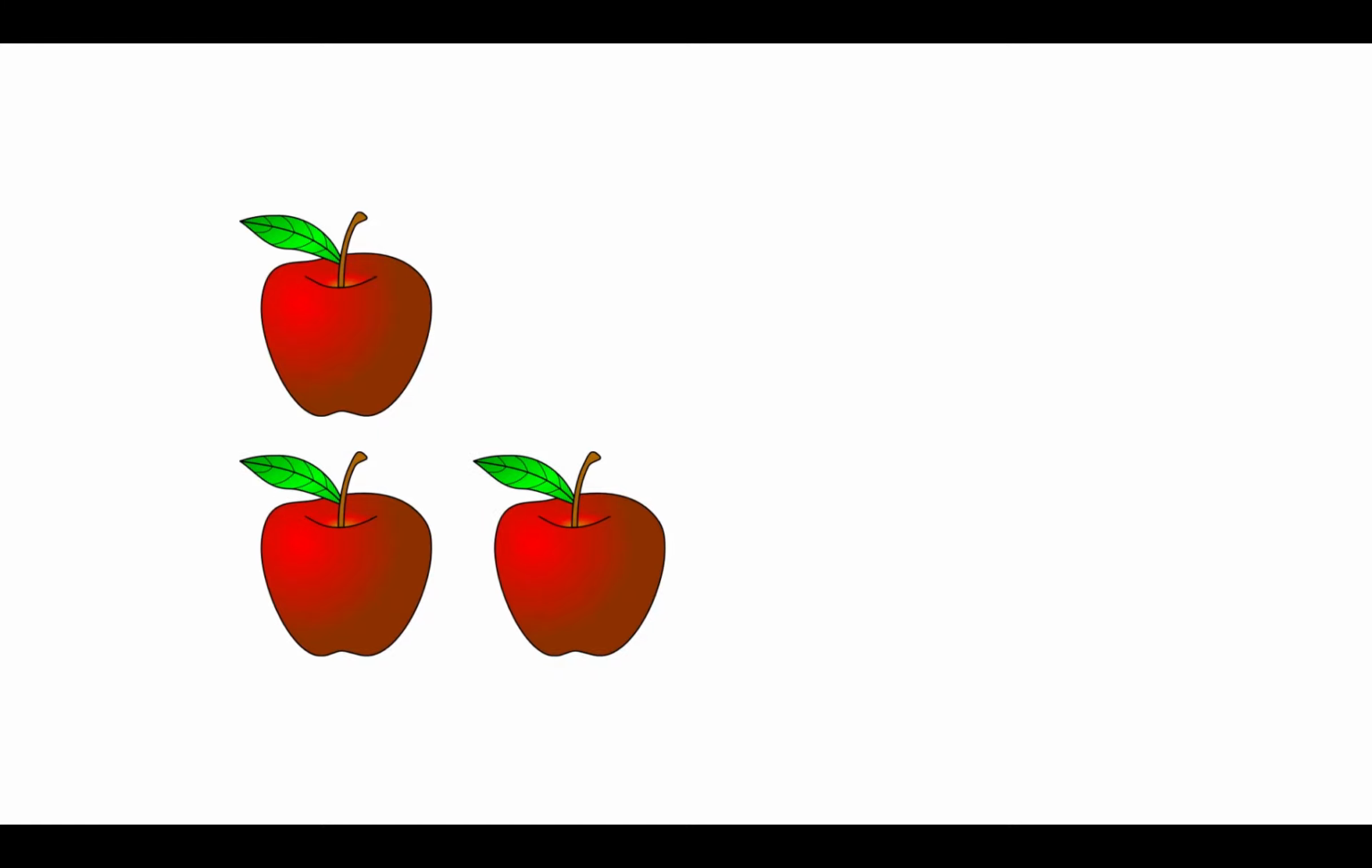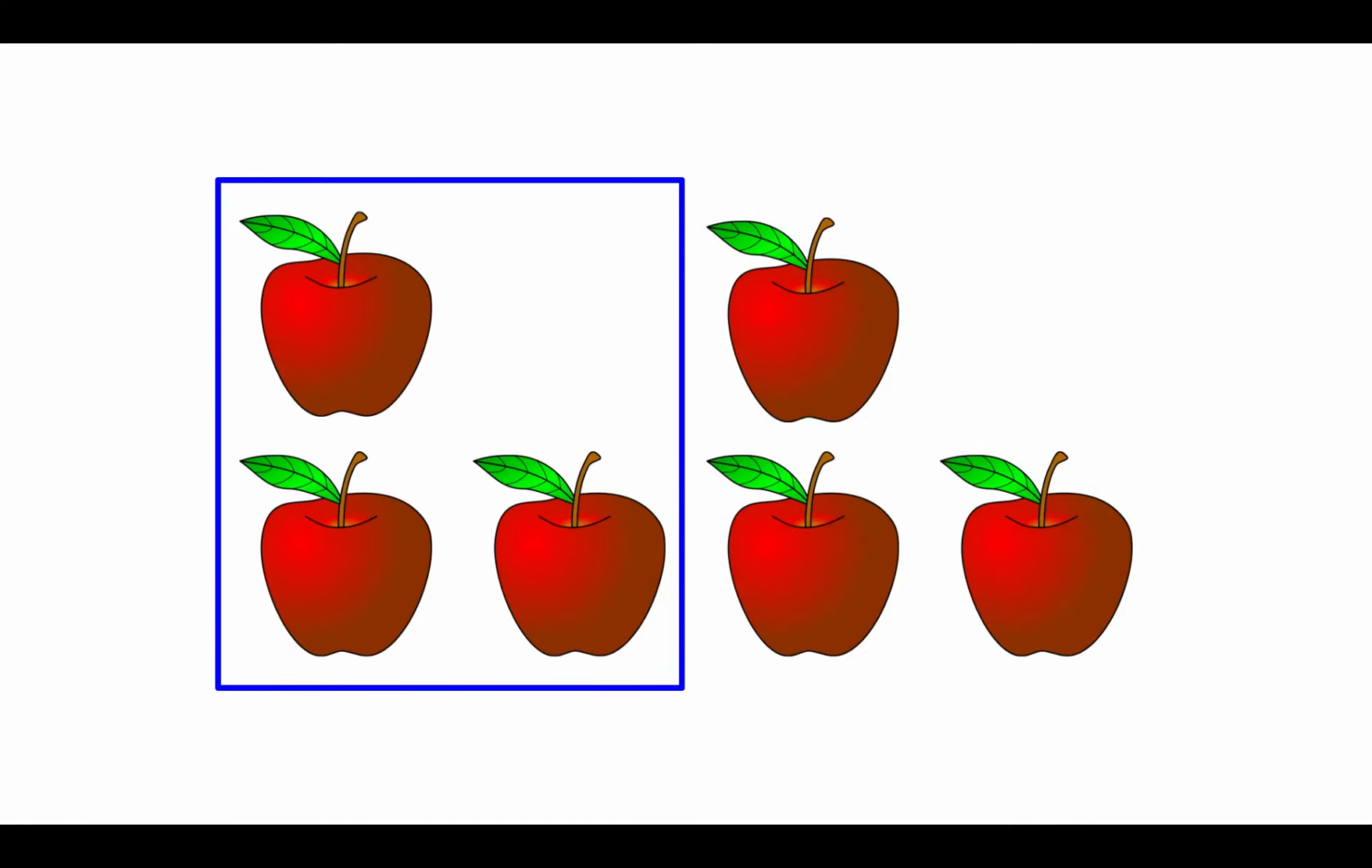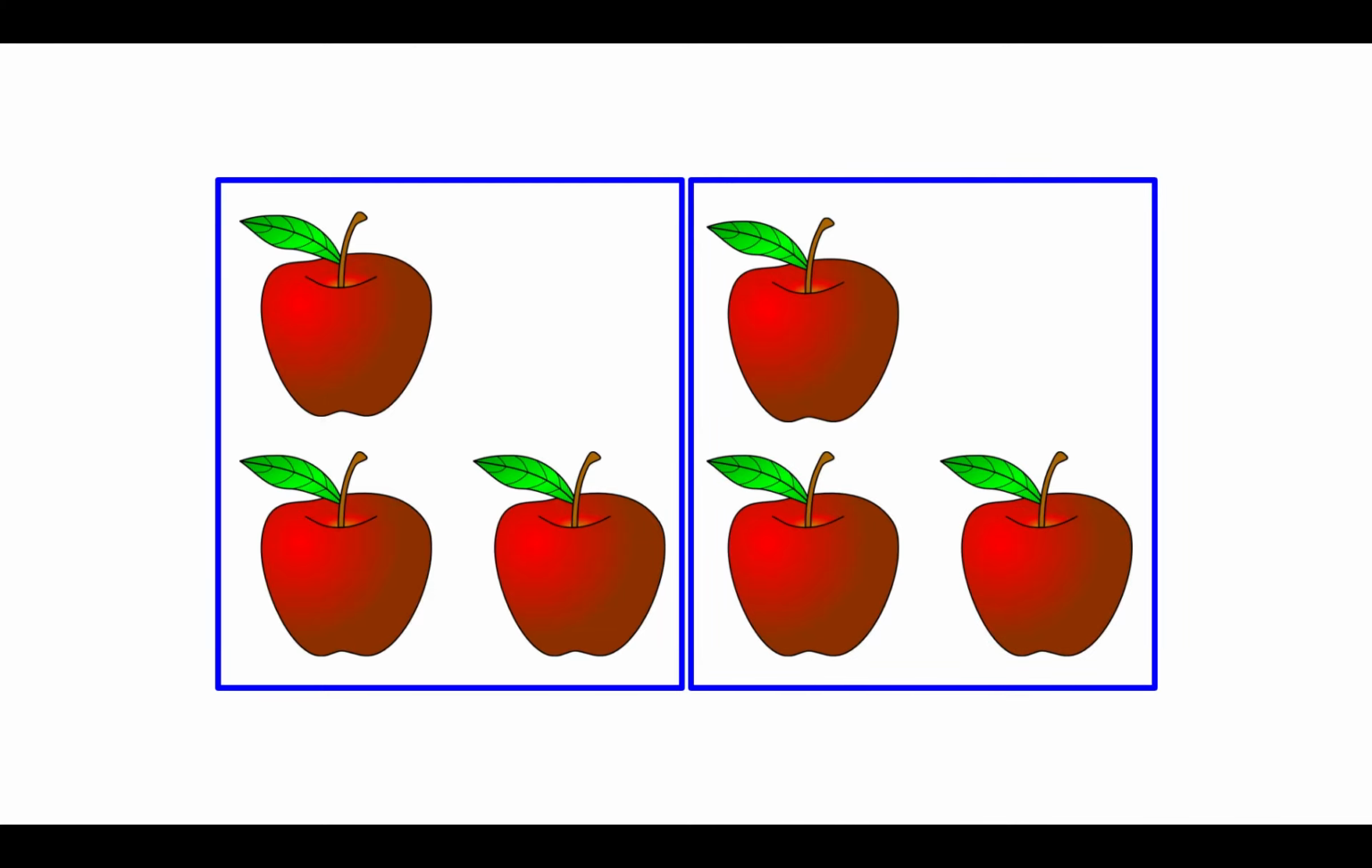Let's look at a different kind of algebra. 1 apple on top and 2 on the bottom. They make a little set. Now there's another apple on top, and 2 more on the bottom. That's another set. For every apple on top, there are 2 on the bottom.